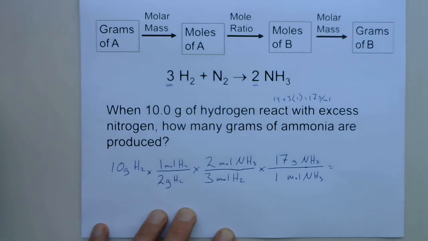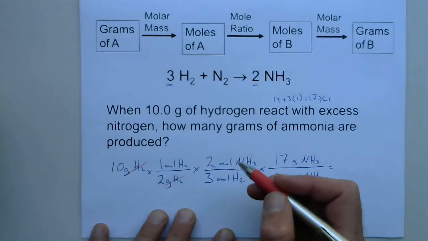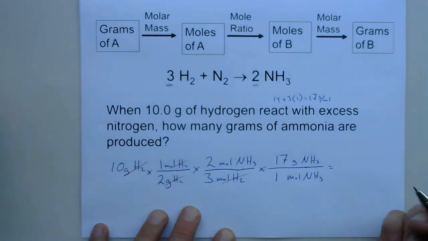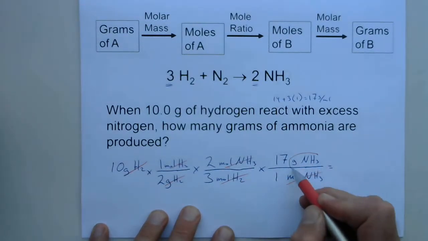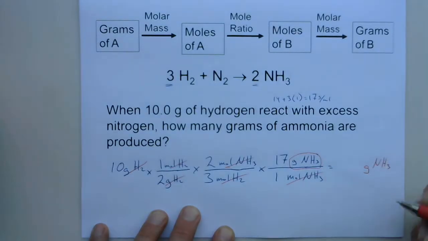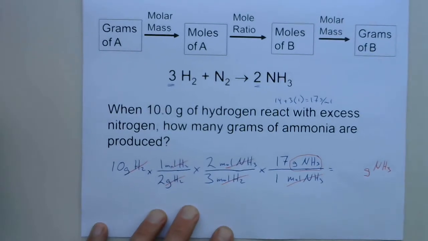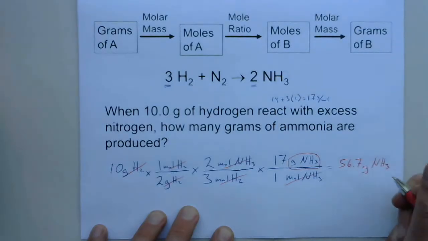Okay, double check that we have everything set up right. Grams of hydrogen cancel out with grams of hydrogen. Moles of hydrogen cancel out with moles of hydrogen. Moles of ammonia cancel, and then at the end we get grams of ammonia. So our units all cancel out. We do that one on our calculators, and we get 56.7 grams of ammonia.